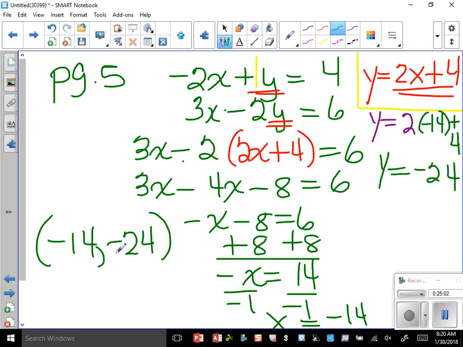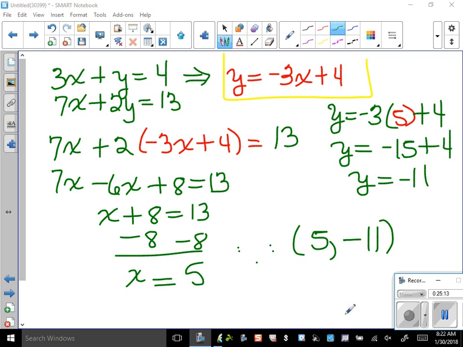All right, so you're going to do the one that says you try 1 on page 5. See what you get. See if you get 5, negative 11. Are we okay with that? Okay, all right.